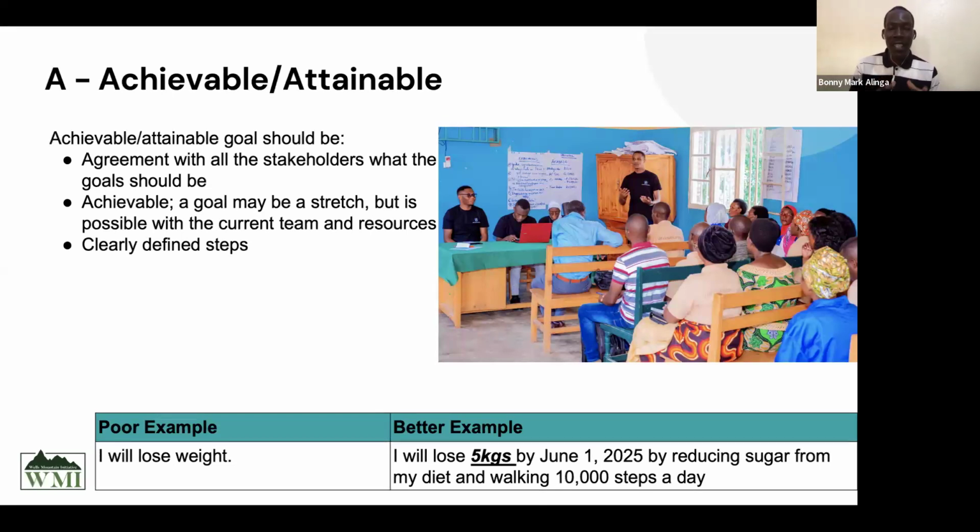So for achievability or attainability, in this example of losing weight it is the 5 kilograms. So we are convinced that if we walk 10,000 steps a day and reduce the sugar in our diet, then we will be able to achieve the 5 kilograms of our weight.